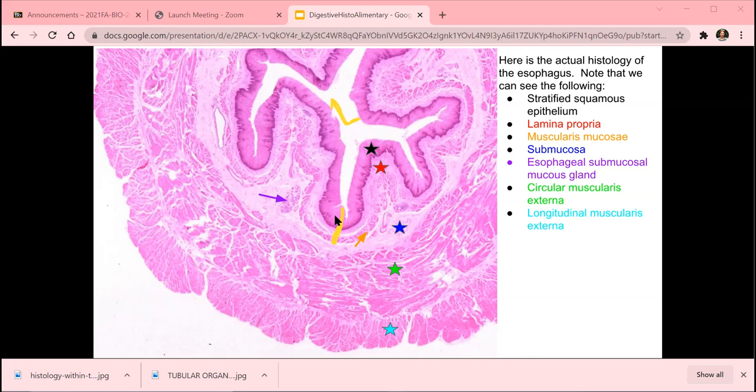Our tunica mucosa is composed of epithelium, which is stratified squamous, lamina propria, and muscularis mucosa. Then you can see tunica submucosa with esophageal submucosal mucous glands. And after that, you can see tunica muscularis externa. The inner layer is circular, the outer layer is longitudinal. And we have a small piece of tunica adventitia, which remains here.